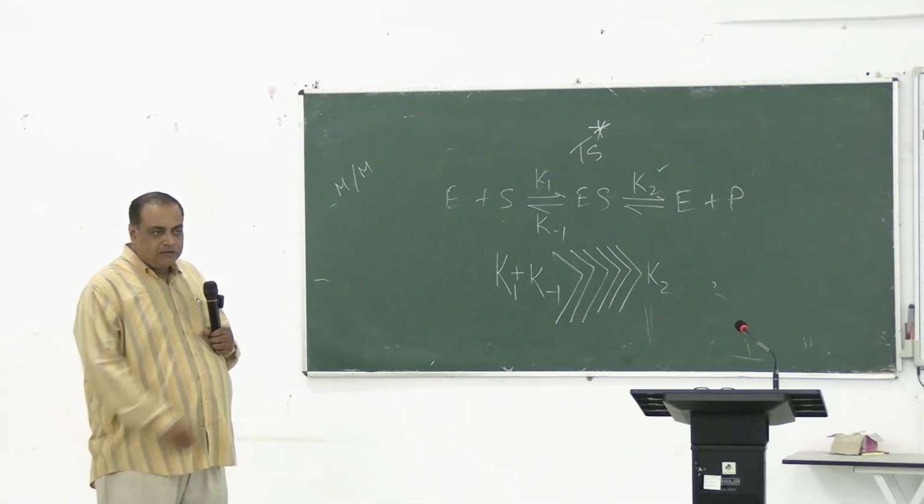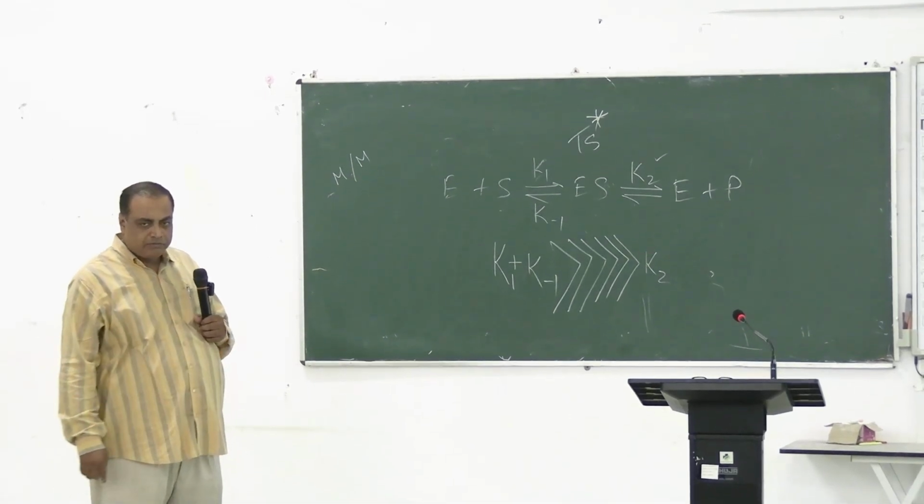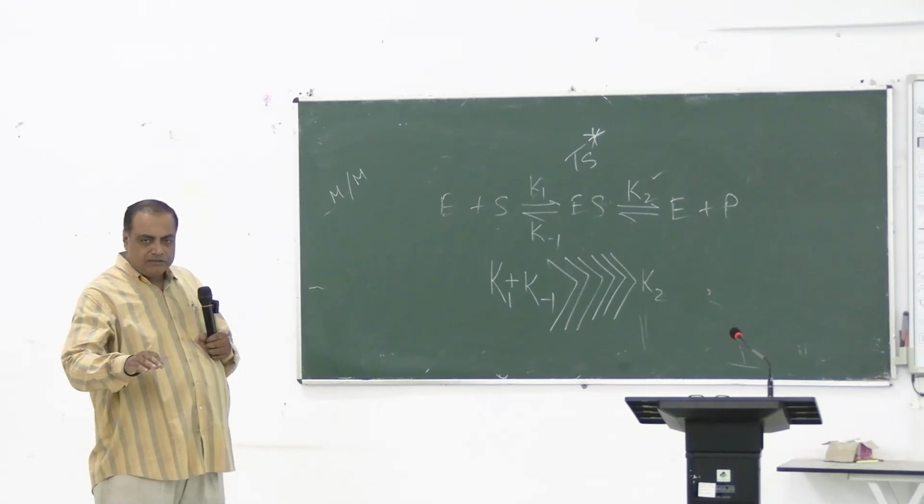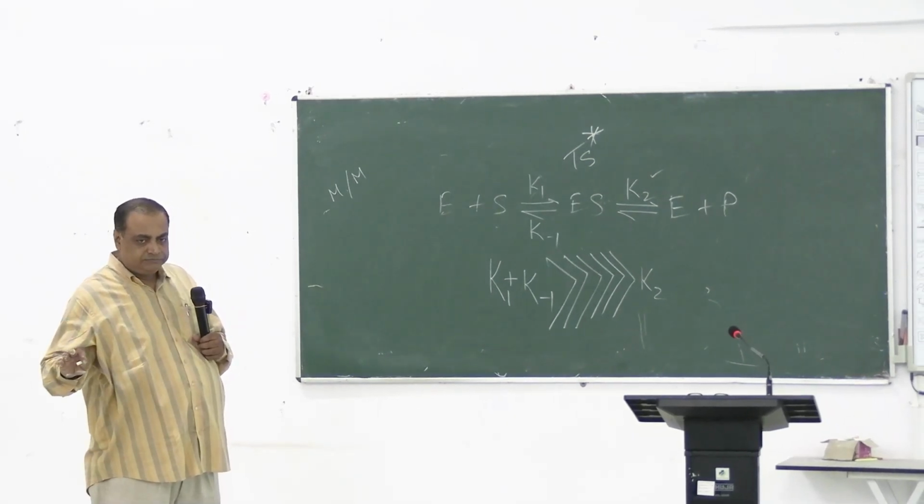What is the constant? K1 plus K2 by K2, K1 minus 1 by K2. Oh, sorry, K2 by K1 plus K minus 1. Okay.